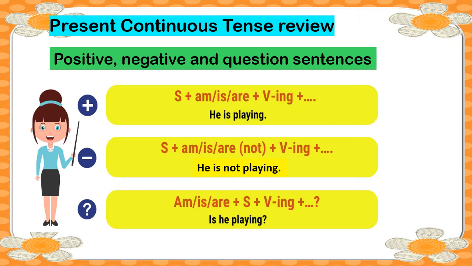Then with a negative sentence, you just add the not. So he is not playing. I am not listening. They are not going to the game. And then when you have your question sentence, you just start with the am, is, or are. Am I being good? Is he playing the piano? Or are they going to the park tomorrow?